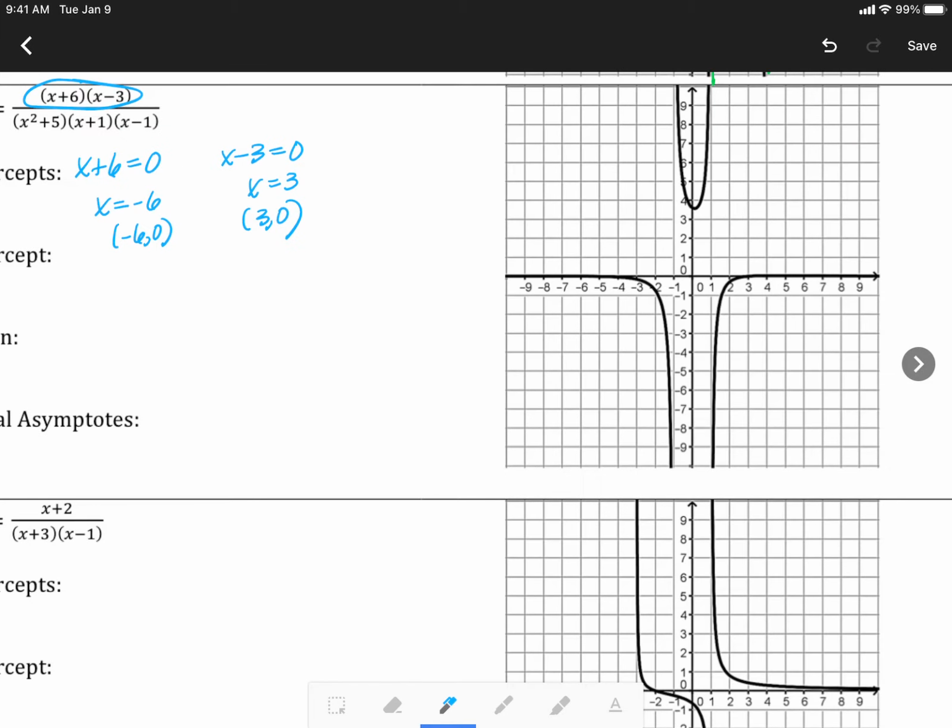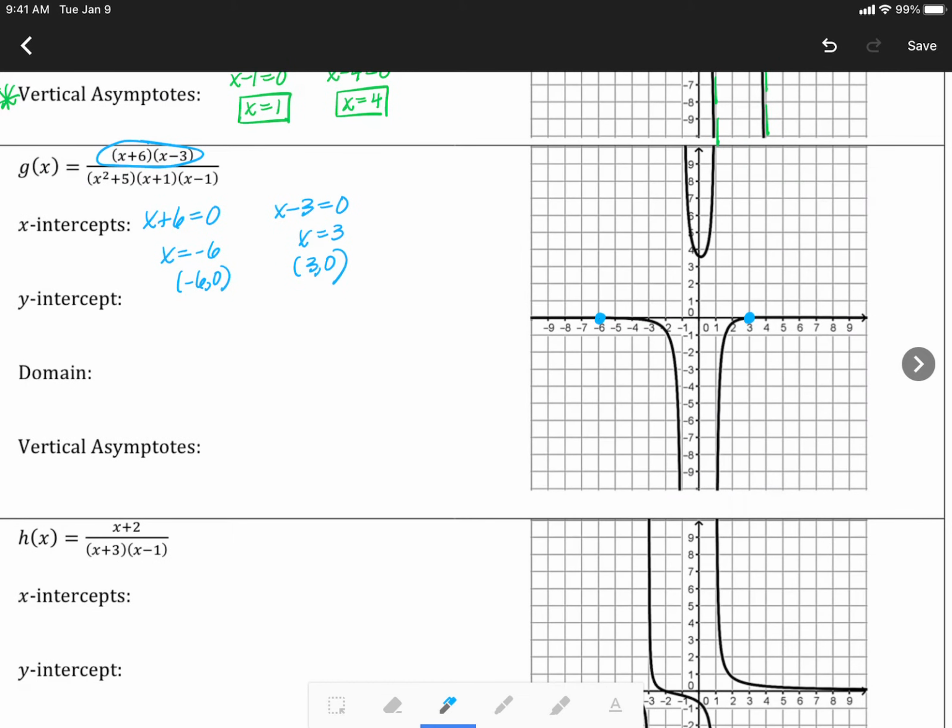Let's double check to make sure that makes sense. Well, negative 6 is kind of hard to see, but it does make sense. That's where it would cross the x-axis. And same with 3. 3 is hard to see, but it does make sense that that's where it might cross the x-axis. So there we have our x-intercepts. Move those out of the way, and let's move on to our y-intercept.